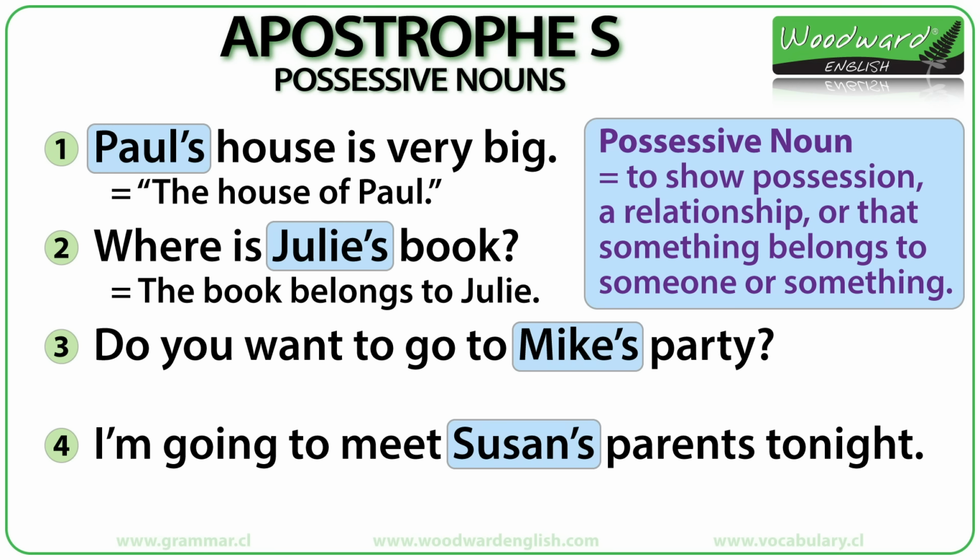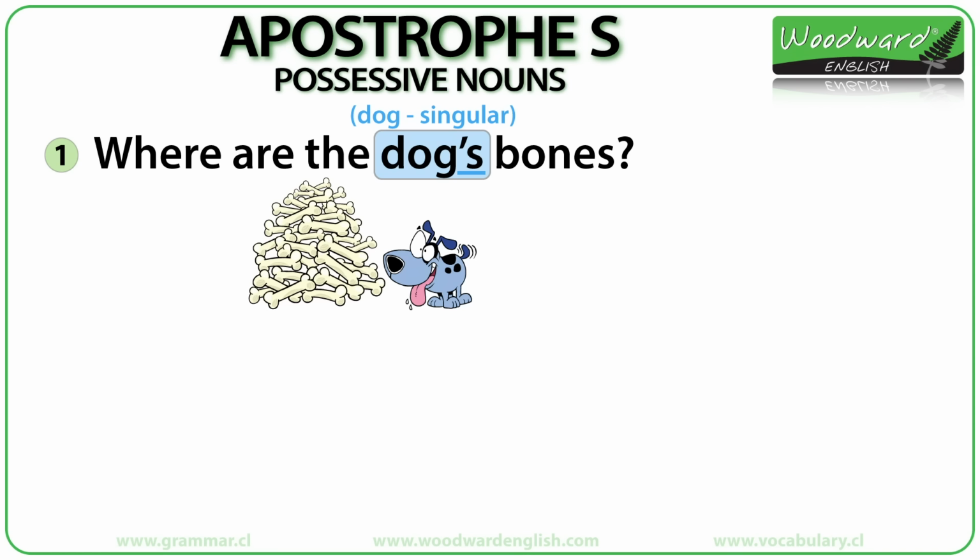Let's look at this example. Where are the dog's bones? Dog is a singular noun, so we just add apostrophe S to the end. The word that comes next tells us what belongs to the dog, in this case, bones. The dog's bones means the bones of the dog. Dog is singular.